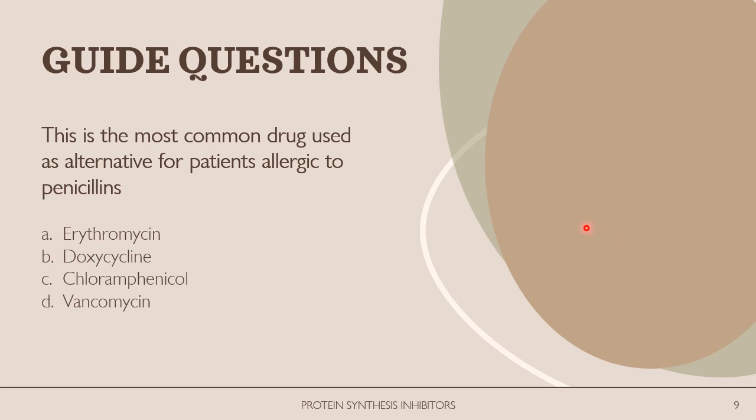So before we proceed, let's read a guide question that we will answer at the end of the discussion. This is the most common drug used as an alternative for patients allergic to penicillins. So we have drug classification that can be given in patients allergic to penicillin. Is it erythromycin, doxy, chloramphenicol, or vancomycin?